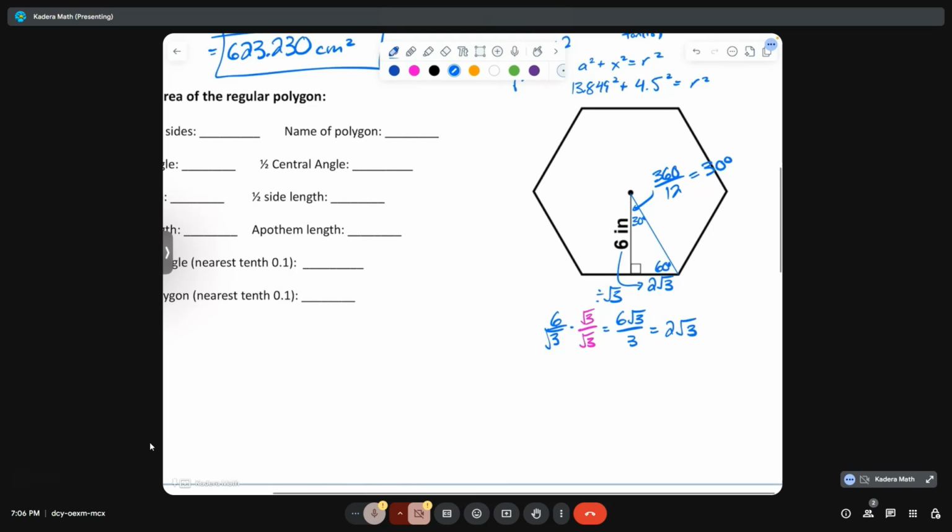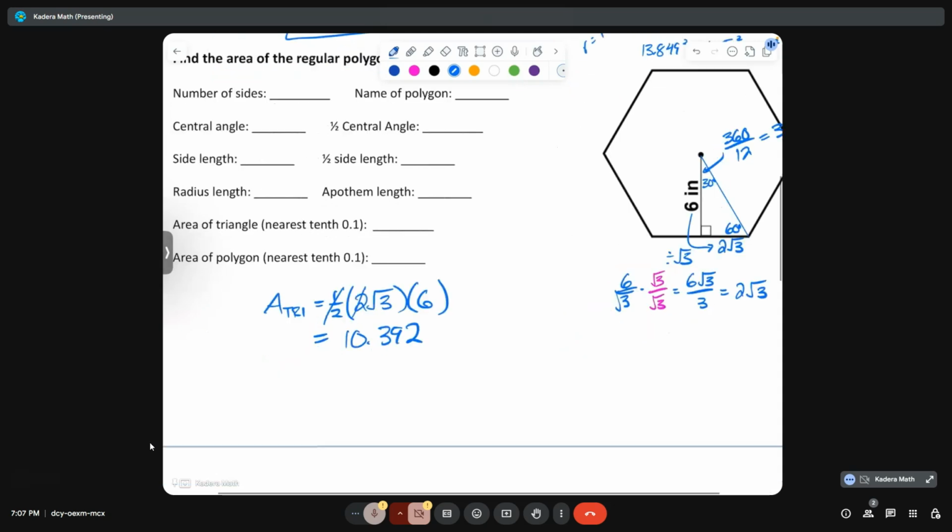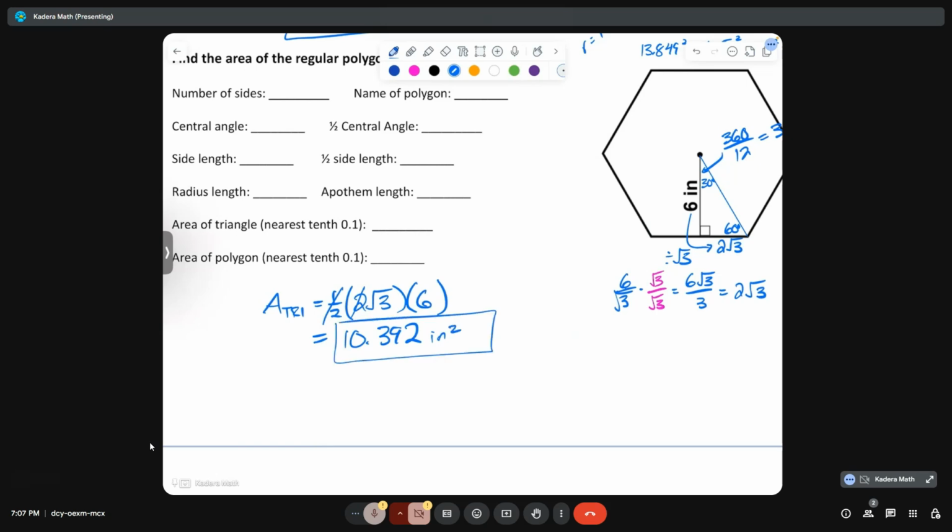So you can come over here, go area of that little triangle is 1/2 base. We're going to say 2 times the square root of 3 times height, which is 6. Look at that. The 1/2 and the 2 cancel each other out. You're really just taking square root of 3 times 6. There we go. That is 10.392 for the area of that little guy, and that would be inches squared if we're thinking about labels. That's always good to do. Okay, so that's the area of the triangle.